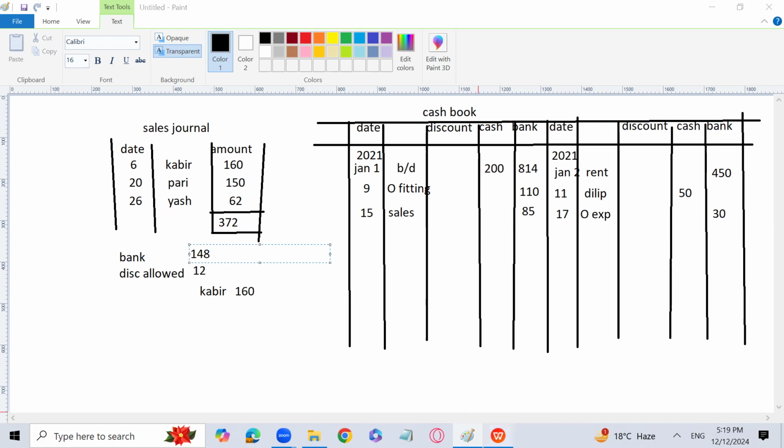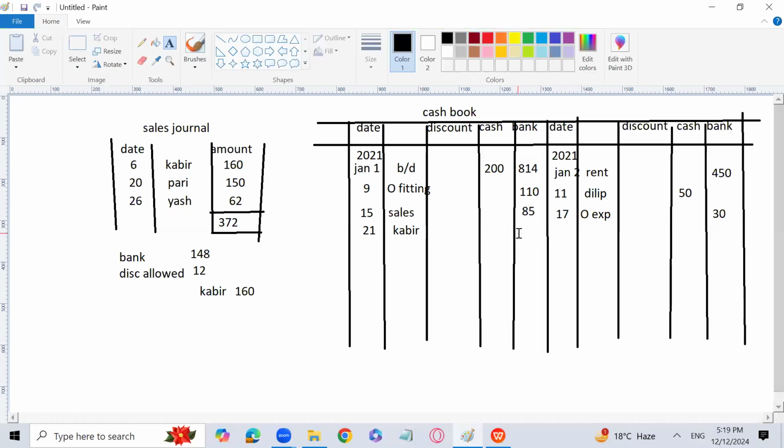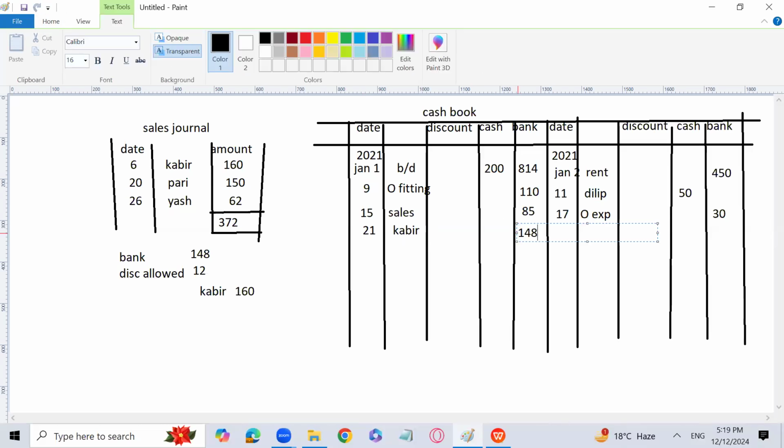So let's see the date. That is 21. So on 21, I will write Kabir. Bank is going to be debited by 148. Discount allowed is going to be debited by 12. And because of Kabir, we are debiting bank and discount allowed.